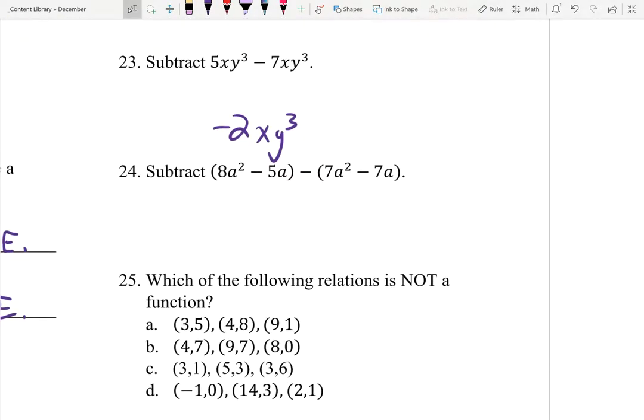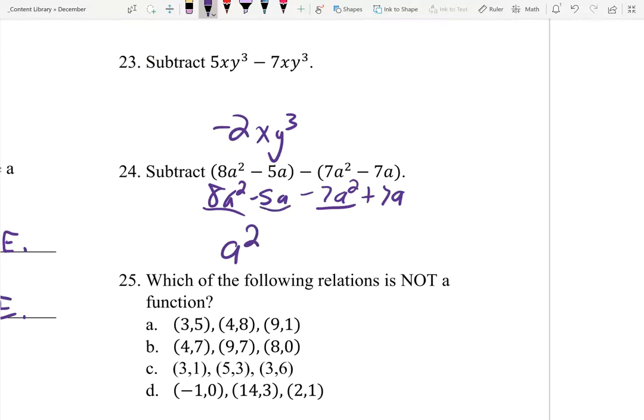You're doing the same thing in number 24, but remember what I like to do is distribute this negative since we are subtracting that group. So minus 7a squared and then plus 7a because subtracting a negative number would make that plus. Bring this one down and just combine like terms again. So here your a squared. It's 8a squared minus 7a squared. 8 minus 7 is 1, so it'd be 1a squared.